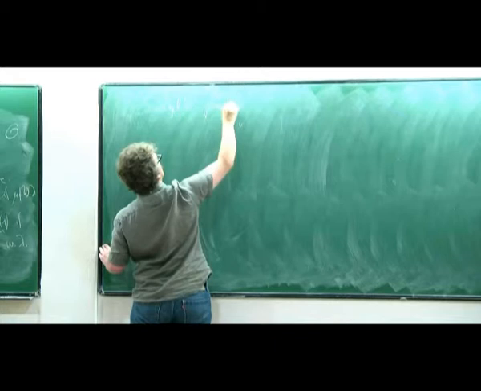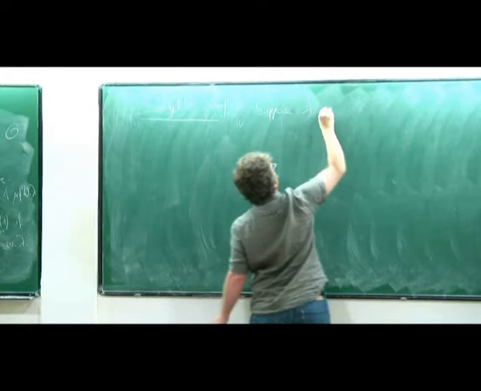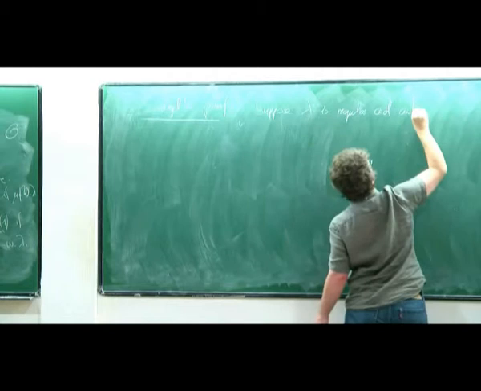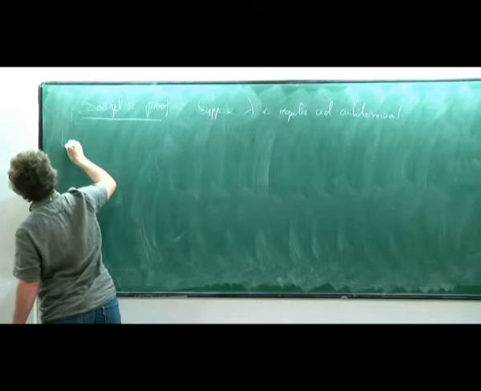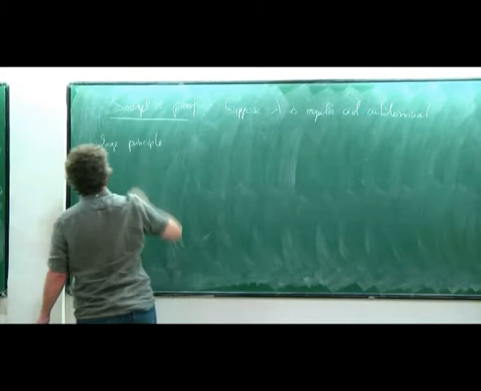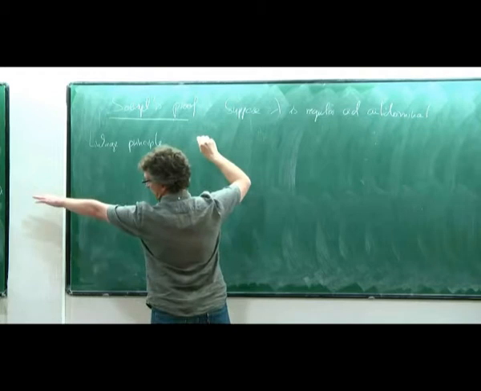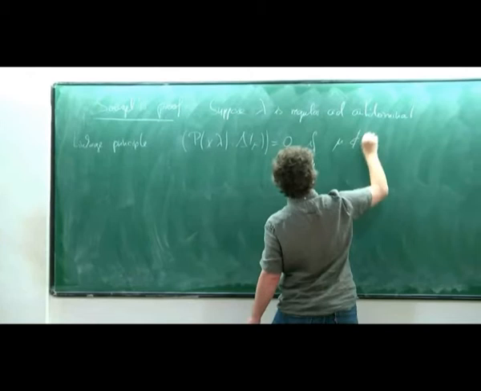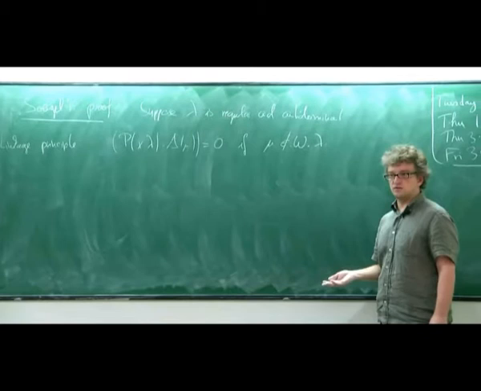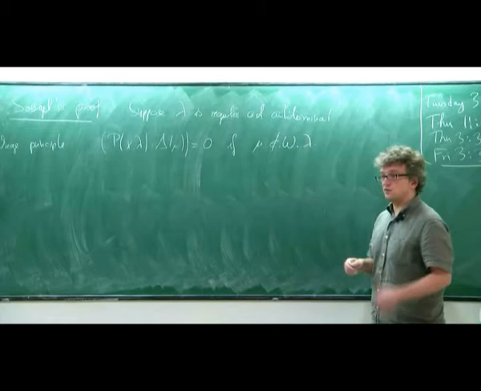Suppose lambda is regular and anti-dominant. Then the linkage principle settles the first case. It says that P x dot lambda, delta mu equals 0 if mu is not contained in W dot lambda. And this you prove by looking at the action of a central character in Harish-Chandra's theorem. So that's kind of easy to prove.